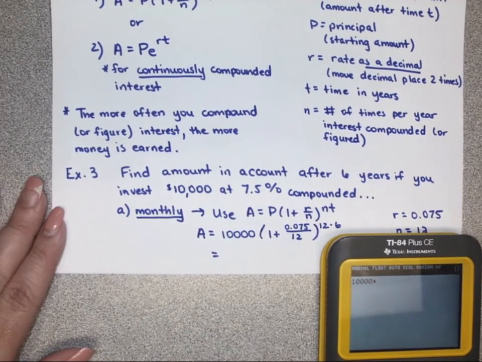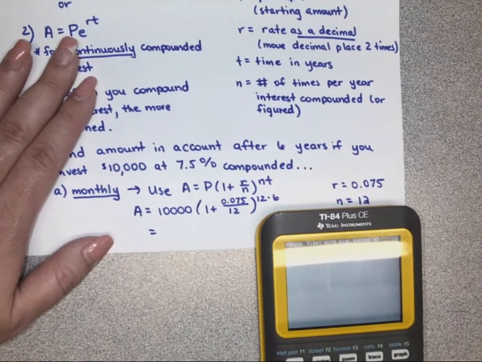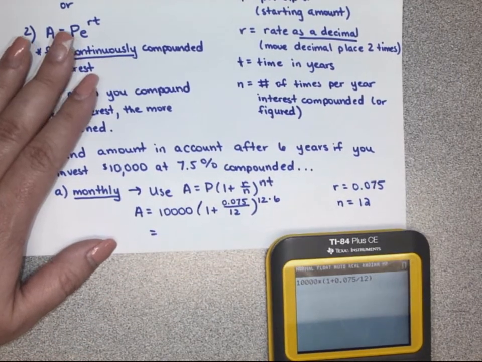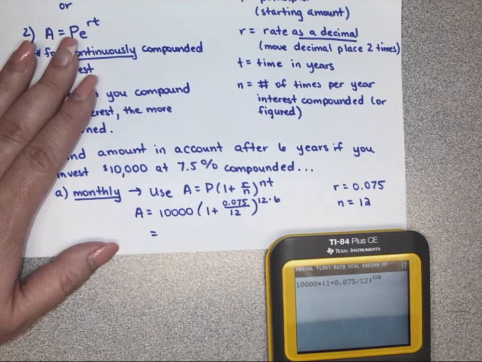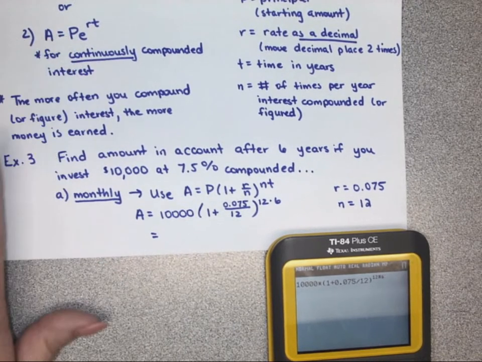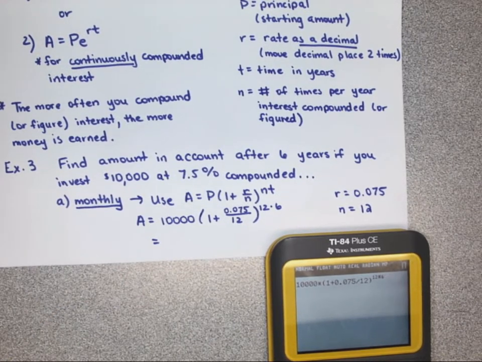Times, use your parentheses, 1 plus 0.075 divided by 12. Close the parentheses. And then raise that to the 12 times 6 power. Okay, so if you have a calculator, it's nice if you'll work it with me just so you can see if you're going to get the right answer.